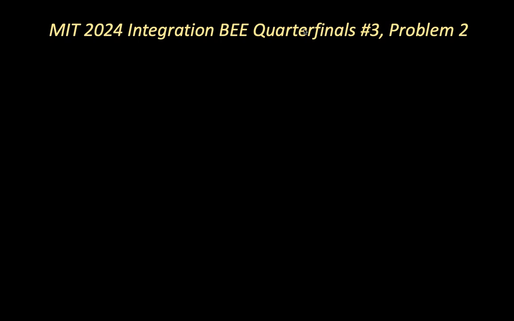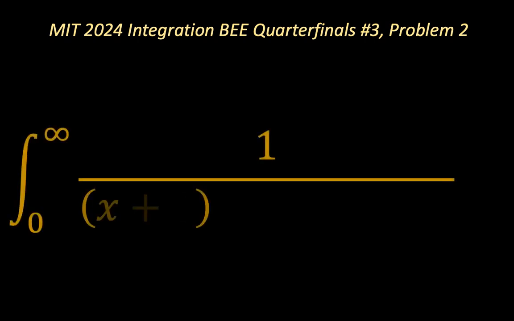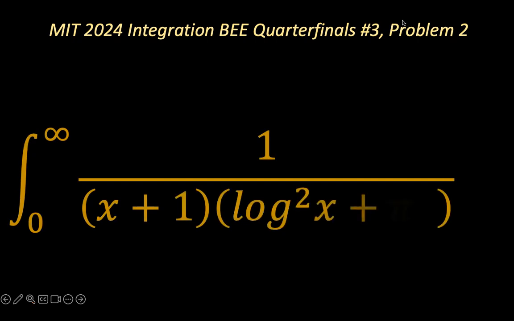Today's problem comes from the MIT 2024 Integration Bee Quarterfinals, number 3, and our problem of focus is problem number 2, which is the definite integral from x equals 0 to x tending to infinity of 1 over (x plus 1) times (log x squared plus pi squared). It's a very interesting problem. I hope you enjoy it.